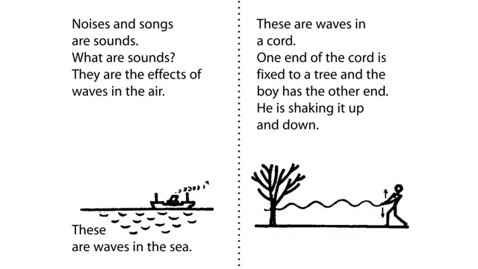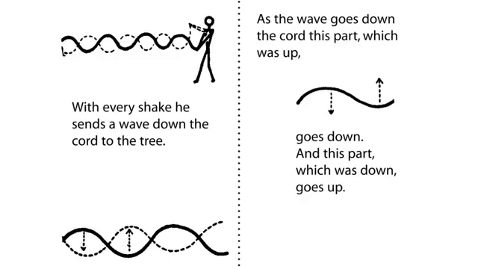Noises and songs are sounds. What are sounds? They are the effects of waves in the air. These are waves in the sea. These are waves in a cord. One end of the cord is fixed to a tree, and the boy has the other end. He is shaking it up and down. With every shake, he sends a wave down the cord to the tree. As the wave goes down the cord, this part, which was up, goes down, and this part, which was down, goes up.